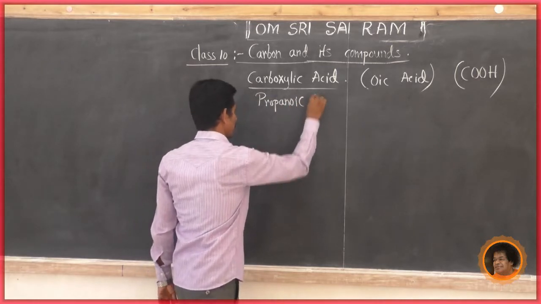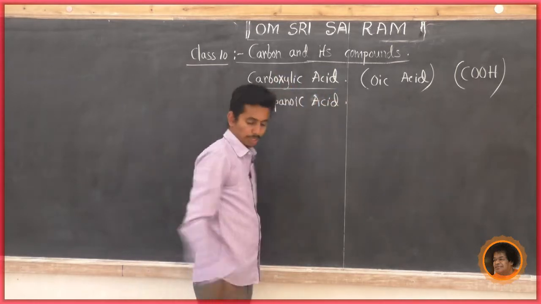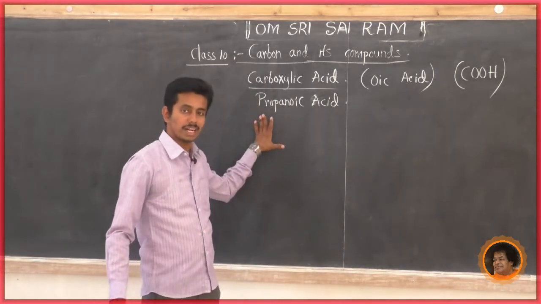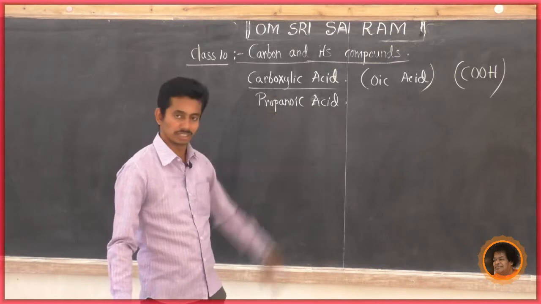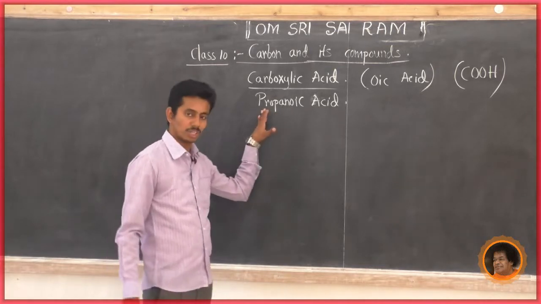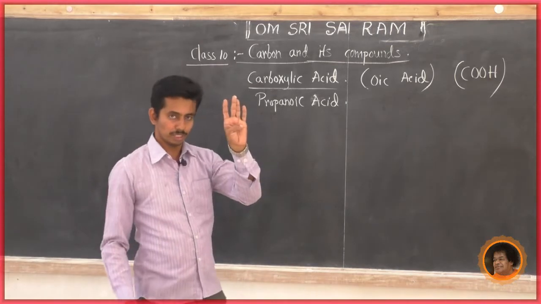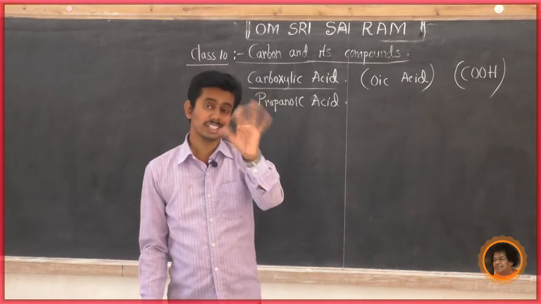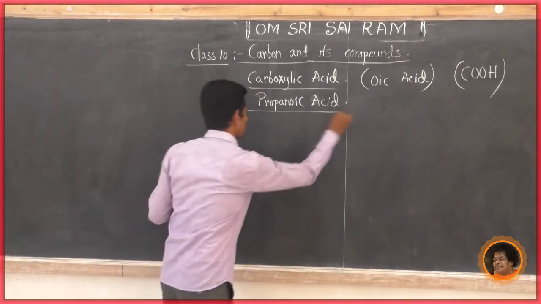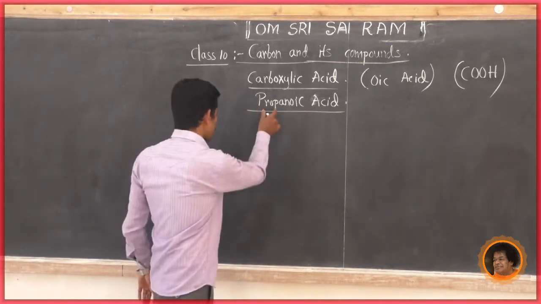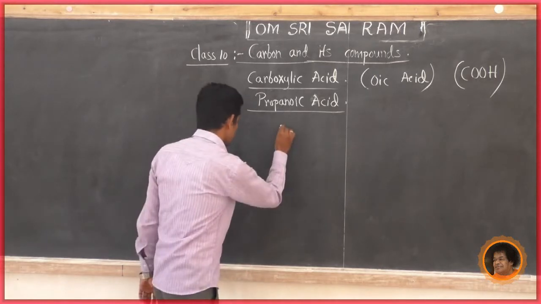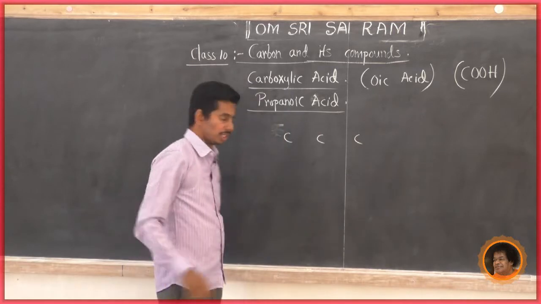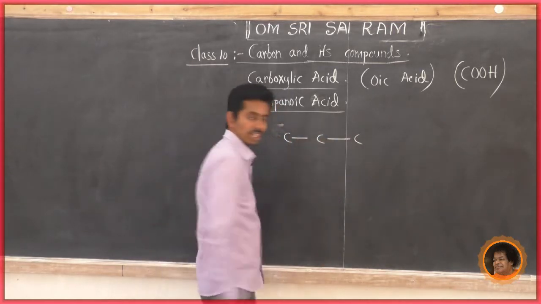Now write the structural and molecular formula of propanoic acid. The method is the same. Prop means how many carbon atoms? If meth means 1 carbon atom, eth means 2 carbons, prop means 3 carbon atoms. First write the structural formula of propanoic acid. Prop means 3 carbons, that is 1, 2, 3. Then single bonds between these carbon atoms.